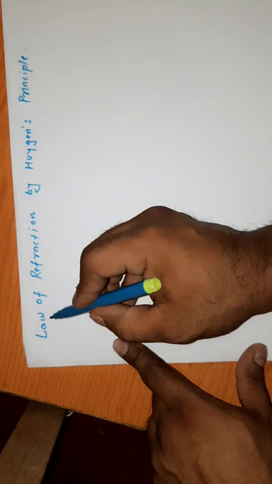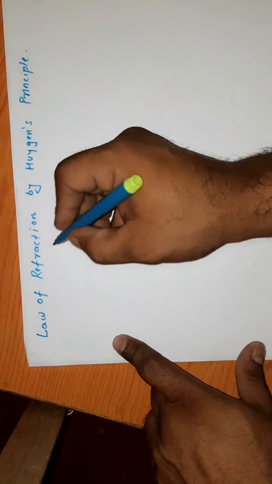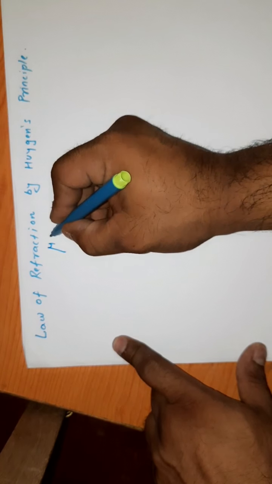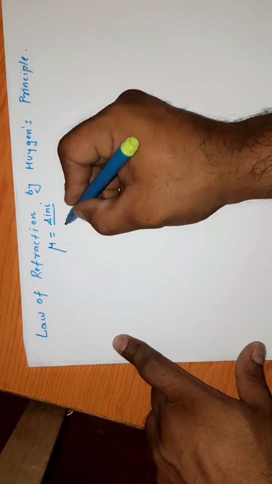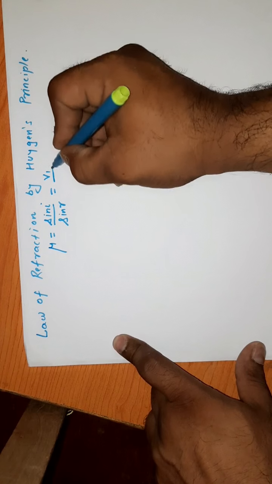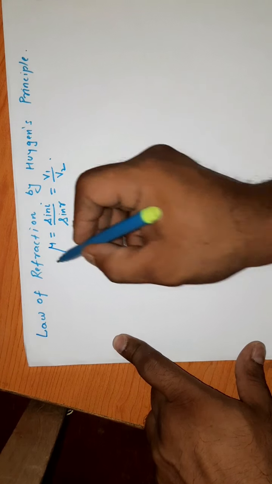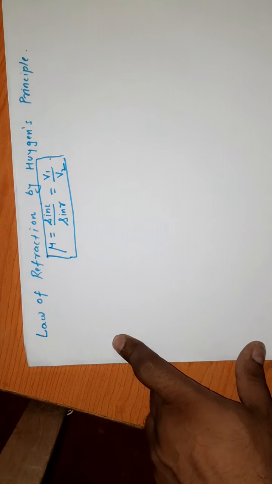So now we are doing laws of refraction by Huygens principle. What is the law of refraction? The refractive index of a medium is equal to the sine of the angle of incidence to the sine of the angle of refraction, which is equal to the velocity in medium 1 to the velocity in medium 2. This we have to derive. Now we can understand how we can derive it.